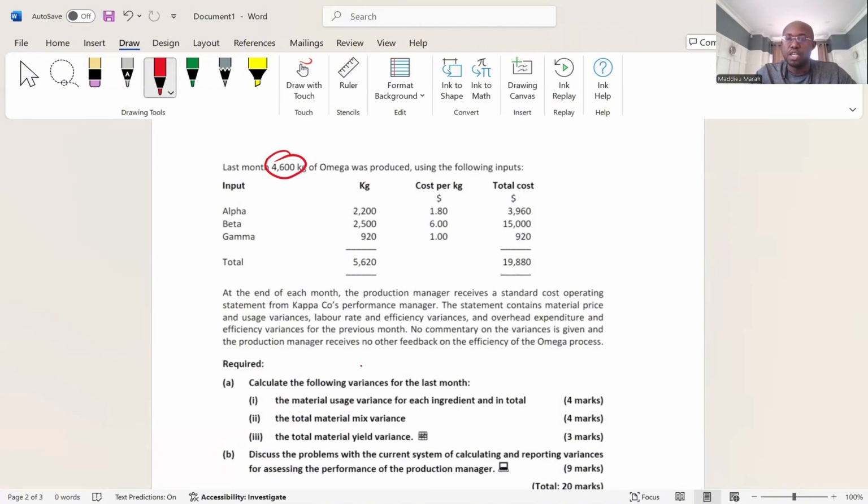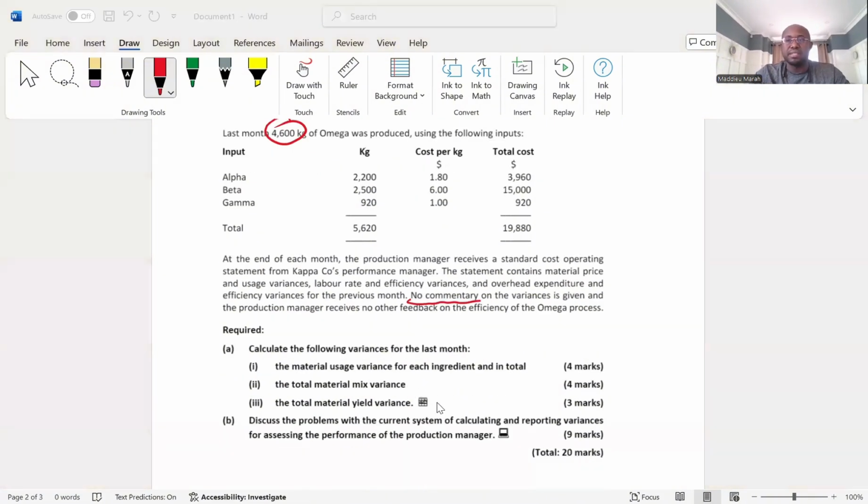At the end of each month, the production manager receives a standard cost operating statement from Kappa Co's performance manager. This statement contains material price and usage variances, labor rate and efficiency variances, and overhead expenditure and efficiency variances for the previous month. No commentary. This is very important. No commentary on the variances is given, and the production manager receives no other feedback on the efficiency of the omega process. What are our requirements?